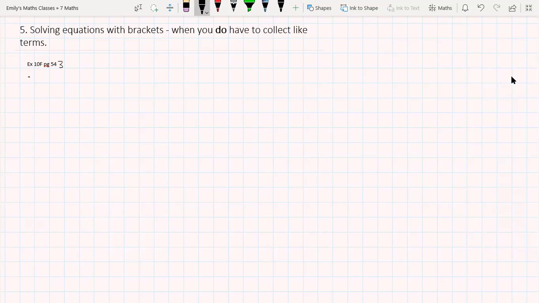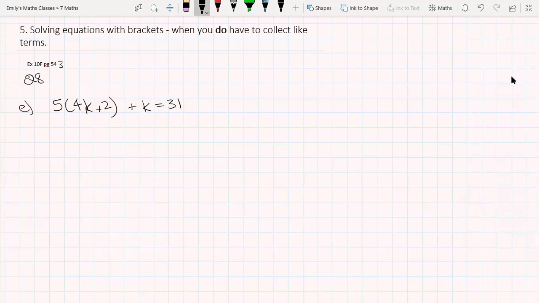Okay, let's have a look at question 8, and let's look at, say, question 8E. Now, 8E says 5 outside of 4K plus 2, plus K equals 31. Okay?